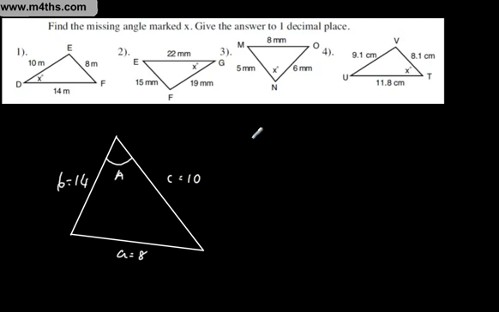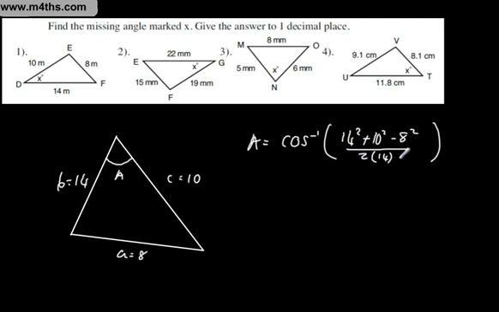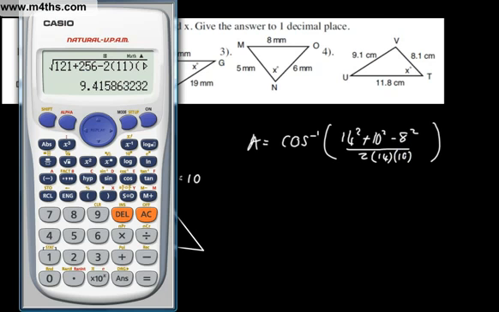So what we can say then is A is equal to cos to the negative 1 of B squared, which is going to be 14 squared, plus C squared, which is going to be plus 10 squared, and then minus A squared, which is going to be 8 squared, all over 2BC, 2 times 14 times 10. No need to simplify it, we'll just push it straight through the calculator and come up with an answer.